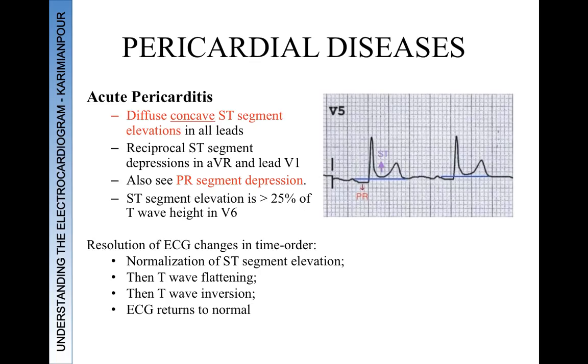So if you see these findings on ECG in a patient coming in with chest pain, a pleuritic chest pain, you should think about pericarditis. Now, the resolution of EKG changes and time order. Within the first week or so, there's going to be normalization of the ST segment elevations. Then the week after that, approximately, you'll have T-wave flattening, and then the T-waves will sag down and become inverted. And then over the course of the 4th week or so, the ECG returns to normal.